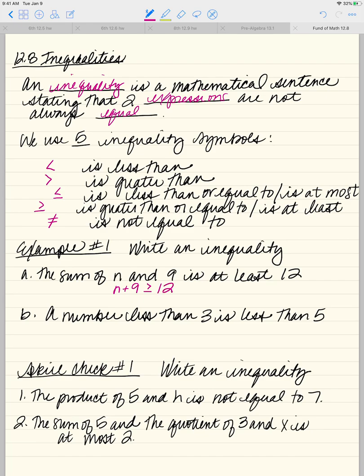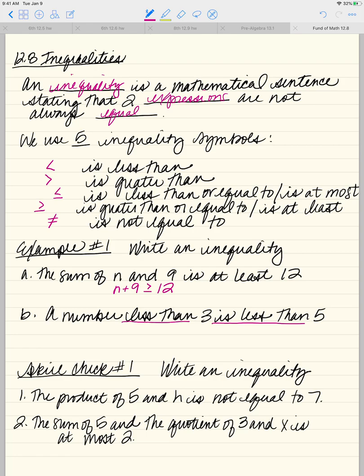Part B, a number less than 3 is less than 5. So please notice the distinction here, okay? We have less than and is less than, okay? So less than is what we were working with earlier in this chapter that means subtraction. Is less than gives us an inequality, all right?